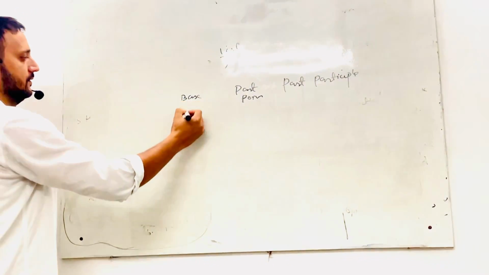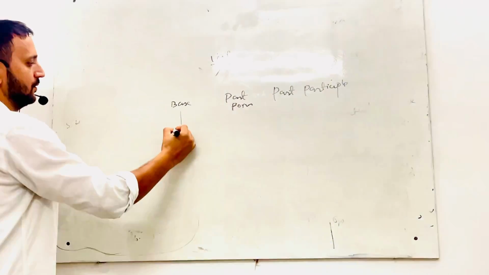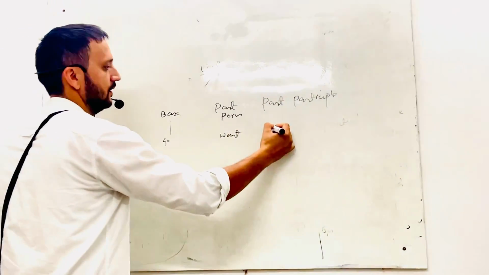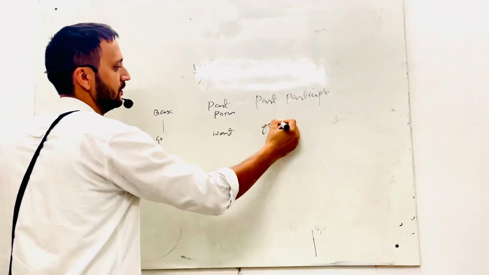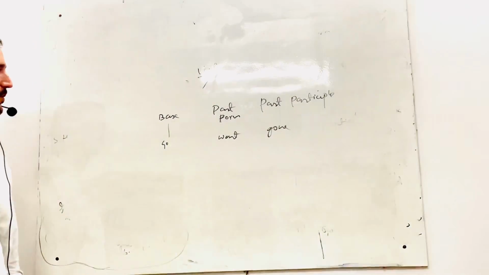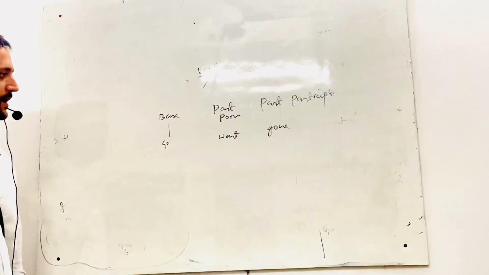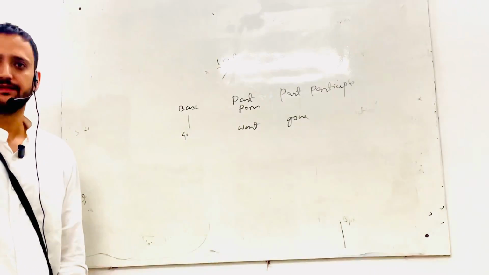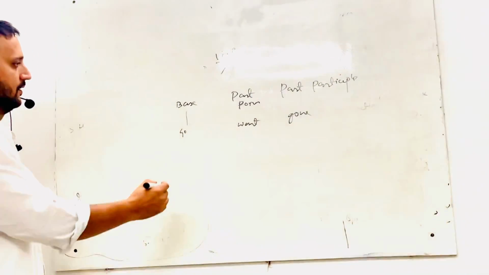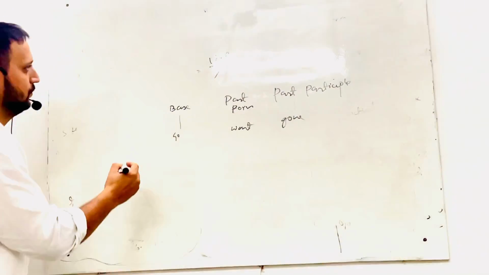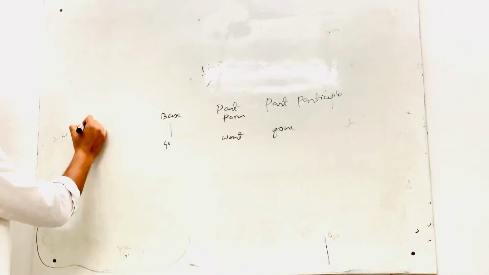Let's say go, went, and gone. Go is the verb first form, so-called base form. Went is past form, and third form is gone is past participle. If we analyze deeply, we'll find there are two forms of verbs. One is regular.